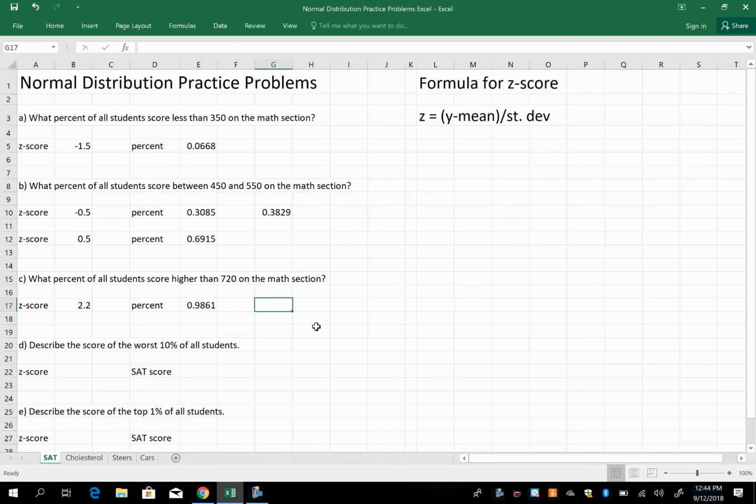So I'm going to go to cell G17, equals 1 minus, and I'm going to click on E17. And that will give us our percent. So what's the percentage of students that we expect to get higher than 720? 1.4%. Very low. 1 minus the percentage.